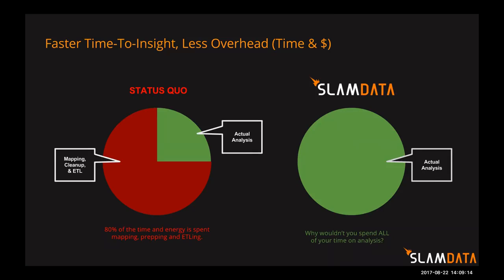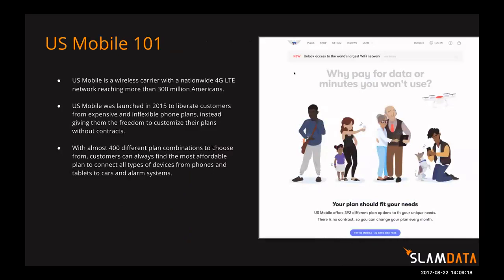Okay, thanks, Jeff. So Michael, tell us a little bit about what US Mobile is and where it's going. Yeah, sure. So US Mobile is a wireless carrier with a nationwide 4G LTE network reaching more than 300 million Americans.